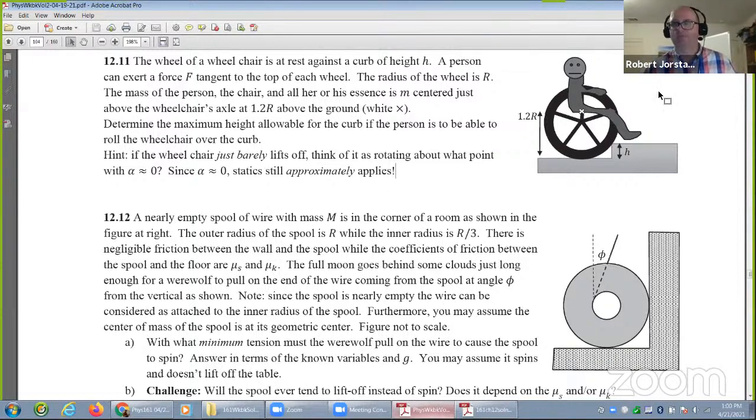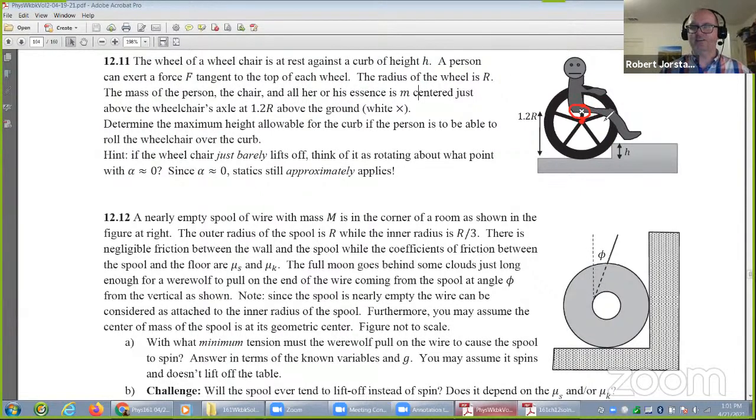Let me see here. Yep. Okay, so let's assume the person could put in this much force. So they're going to apply that force to each wheel. The radius of the wheel is R, and the person, the chair, and all of their essence has total mass M. I hope you agree the center of mass would not be at the center of the wheel because the person's body is going to raise it up somewhat. Obviously, the wheels are going to keep it low, but the person's torso and their head should raise the center of mass slightly above the center. That's what that's supposed to indicate.